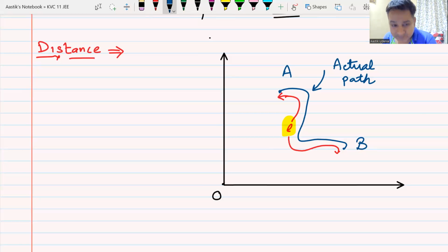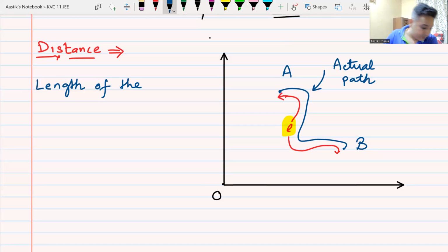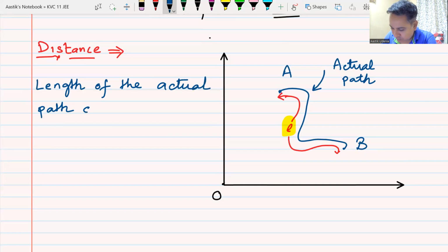Distance traveled by a body is the length of the actual path covered by the body in a given time interval.